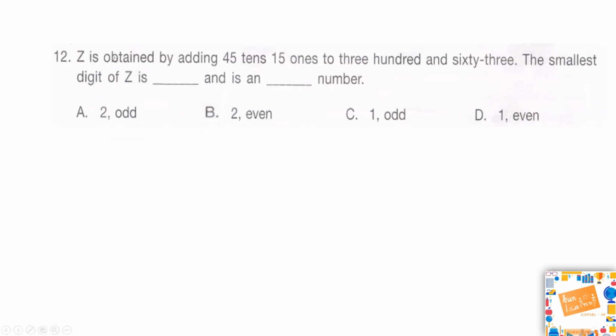Next question. Z is obtained by adding 45 tens, 15 ones to 363. The smallest digit of Z is dash and is a dash number. Your time starts now.